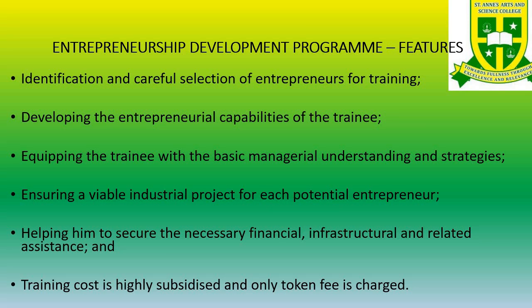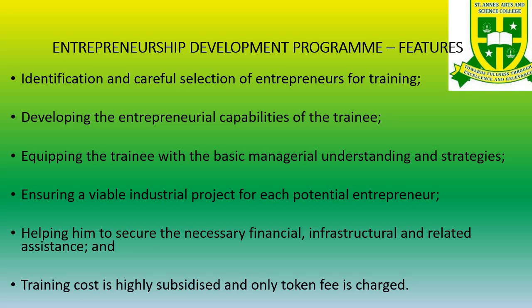They have to choose according to the need of the entrepreneur. The entrepreneur will apply to the organization, and by scrutinizing the need of the entrepreneur, they will select the entrepreneurs for the training. And the second main feature is developing the entrepreneurial capabilities of the trainee. So the main motive is to improve the skills of the entrepreneur so that they can succeed in the business.